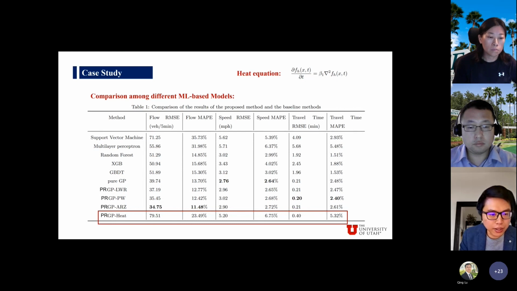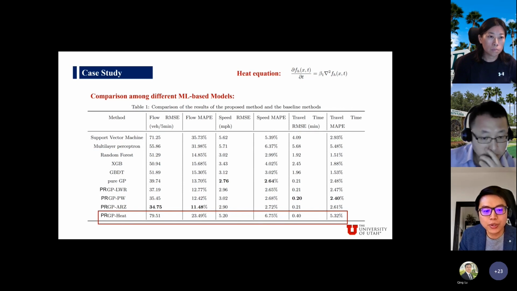But in another TRB paper, we actually tried to directly use the original data set from UDOT without doing the first round of data screening. In that paper, we have shown that the error of the Gaussian process is about maybe 45 to 50, and the PRGP can still have a very good performance, such as 30, 33, 34.